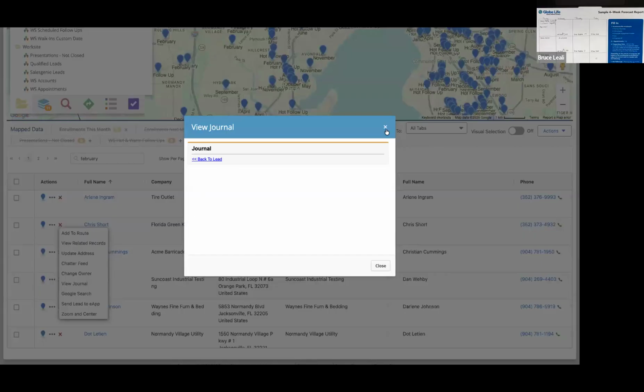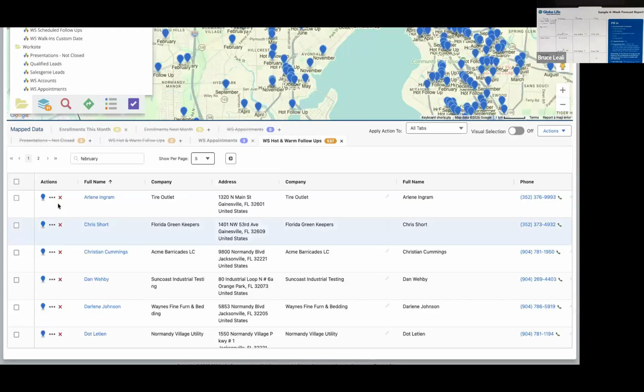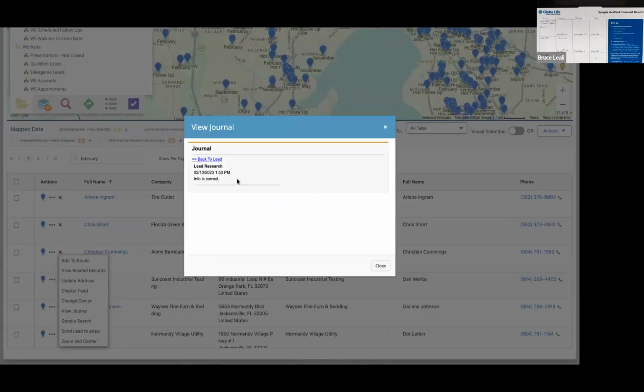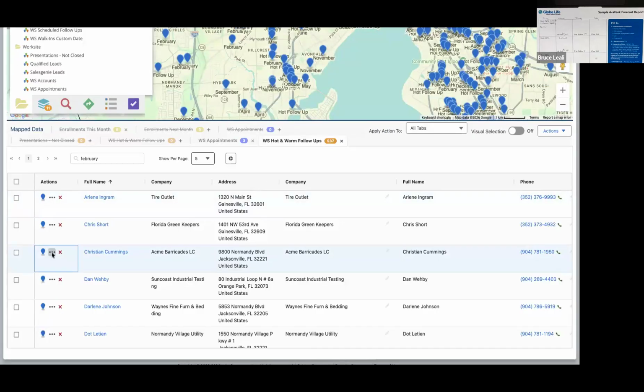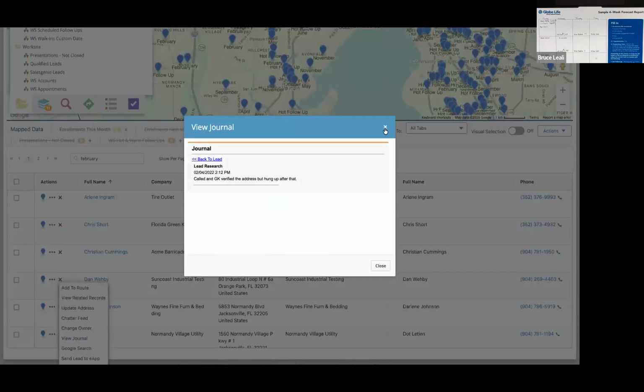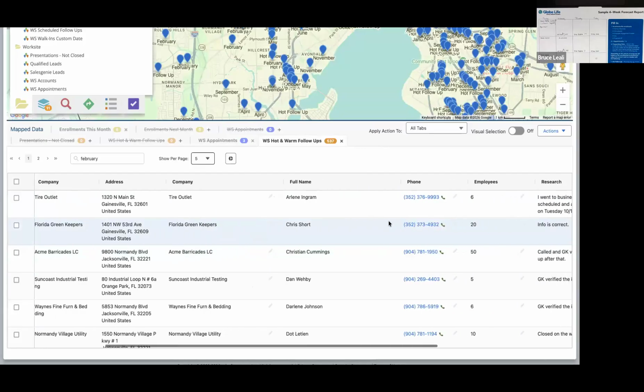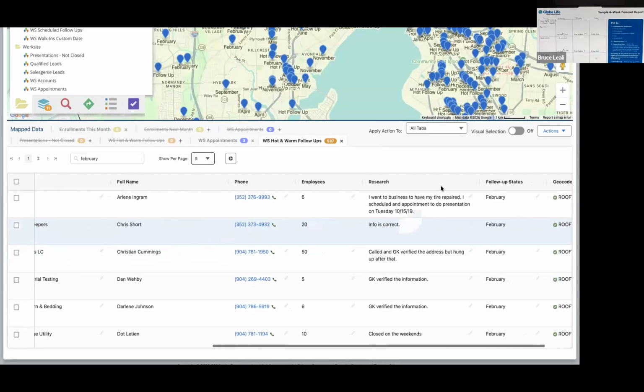This particular warm lead was never worked, right? So again, we've got to make sure that this is something we're using to stay on top of our leads. The other one I'm looking at here, I go down here, I click view journal. Doesn't look like we got a chance to work that one. So then I'm going down here. Right, so these have been logged in a follow-up status with February.